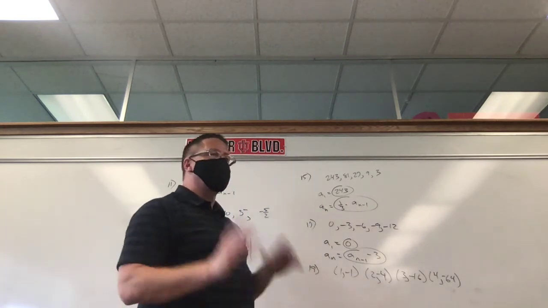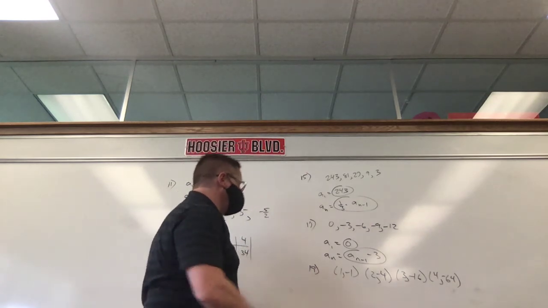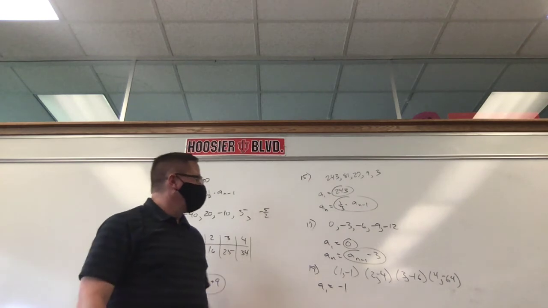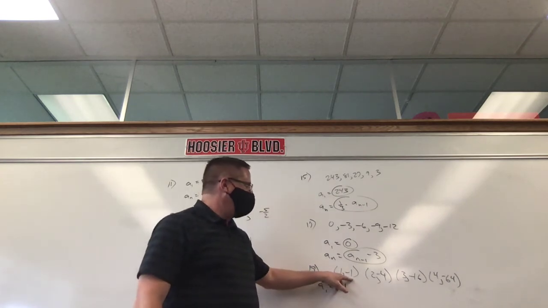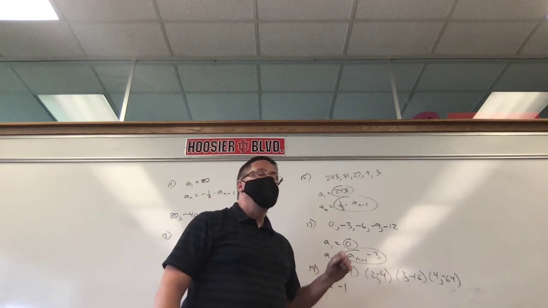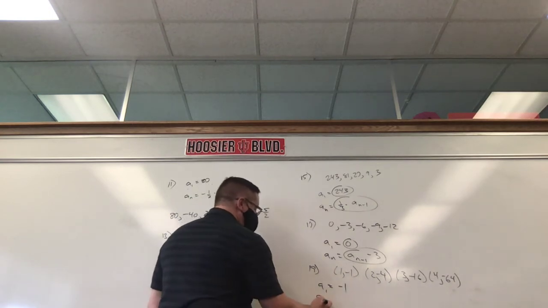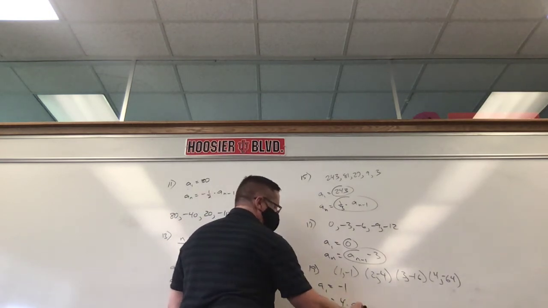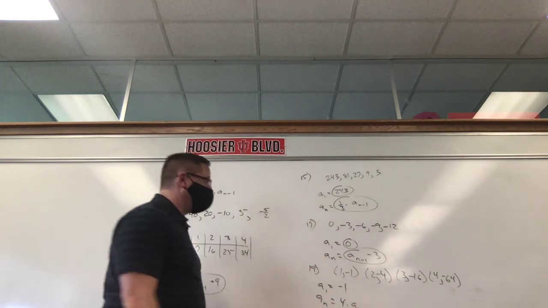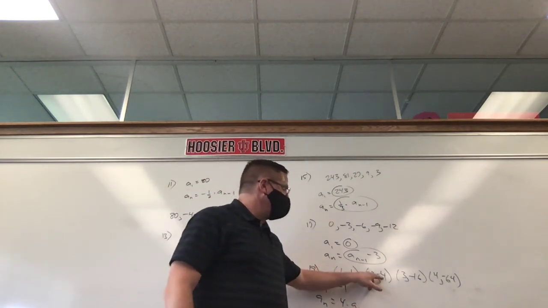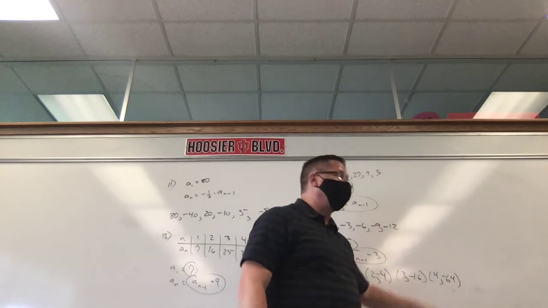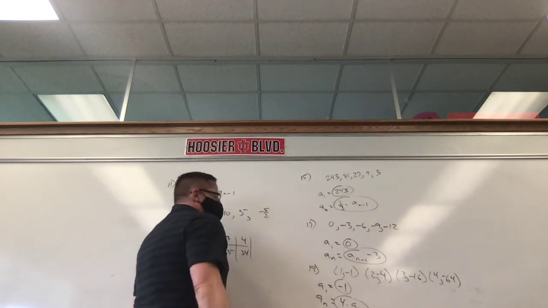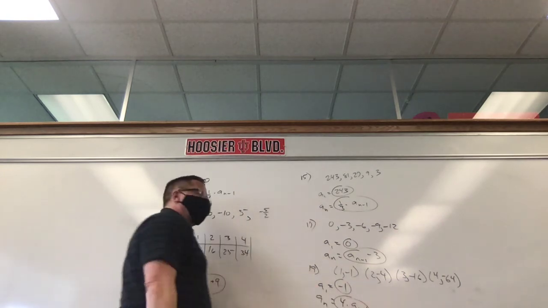So look at what the terms are. What's a sub 1 here? Negative 1. How are they getting these? Negative 1, then negative 4. What's that? It's timesing by 4. So a sub n equals 4 times what? A sub n minus 1. Times this by 4, you get negative 4. Times this by 4, you get negative 16. Times that by 4, you get negative 64. Okay? Type in that.